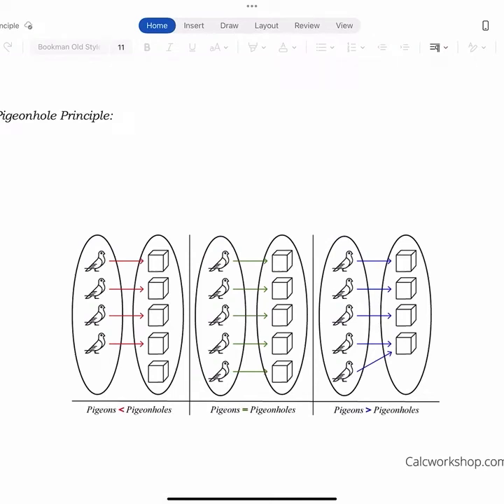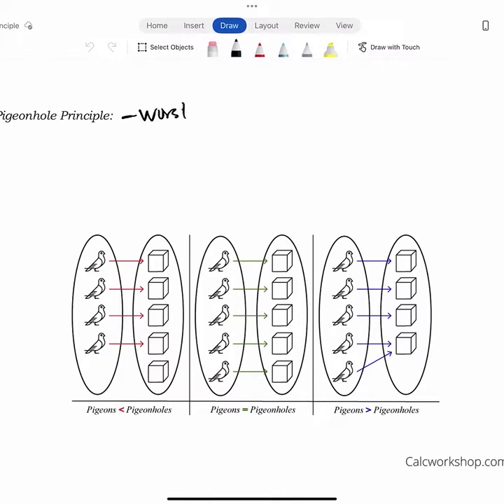The pigeonhole principle is another sort of counting idea, but it's less about counting the number of ways to do things, and more about what's the worst case scenario if I want to make sure that something happens. So when you think about the pigeonhole principle, I want you to think about the worst case scenario. What could be the worst thing that happens until I get what I want?